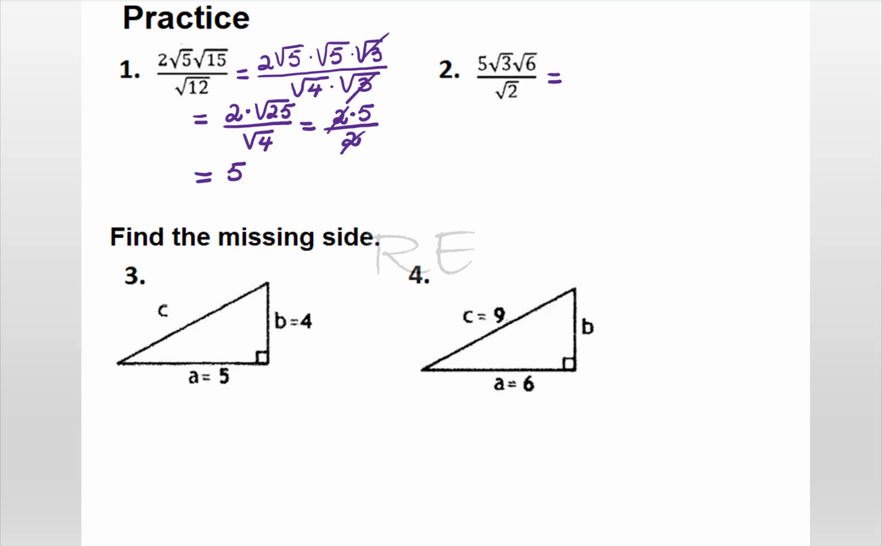Number 2 in factored form, 5 times square root of 3. And square root of 6 is square root of 3 times square root of 2. Divided by square root of 2. Square root of 2 cancel. We're left with 5 times square root of 9, which means 5 times 3, which is 15.